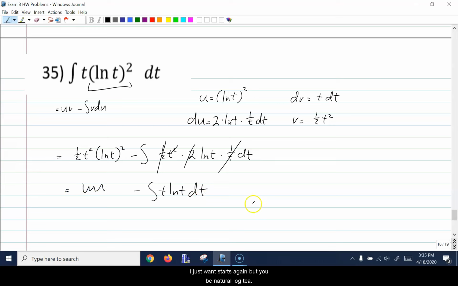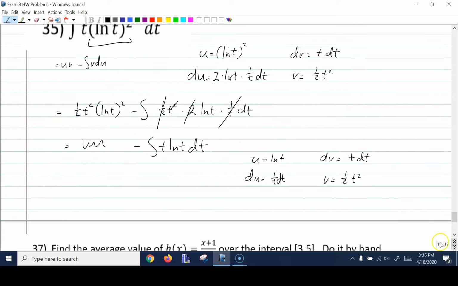This wants parts again. Let u be natural log t. du is 1 over t dt. dv is everything else. It's t dt. So v is the integral of that, which is half t squared. Could put plus c, don't need it.